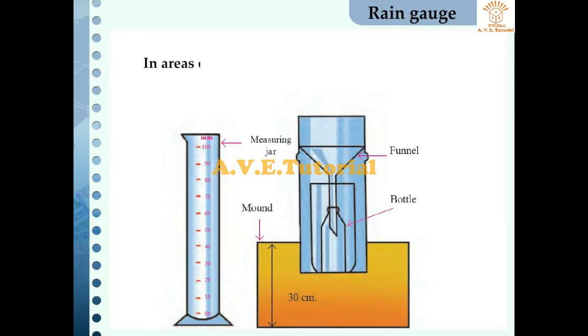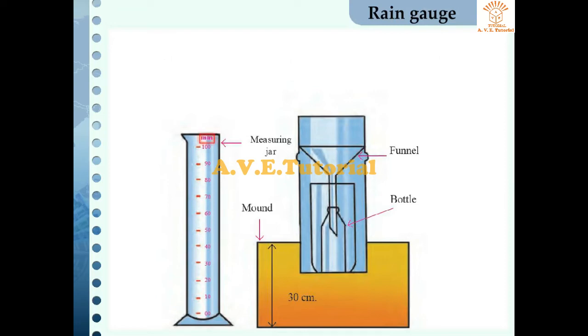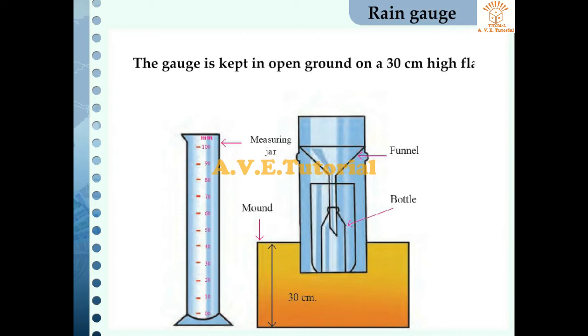In areas of heavy rainfall, the reading of the rain is taken every 3 hours. The measuring jar reads in millimeters. The gauge is kept in an open ground on a 30 cm high flat mount. Hence, the rainwater is collected without any obstruction.